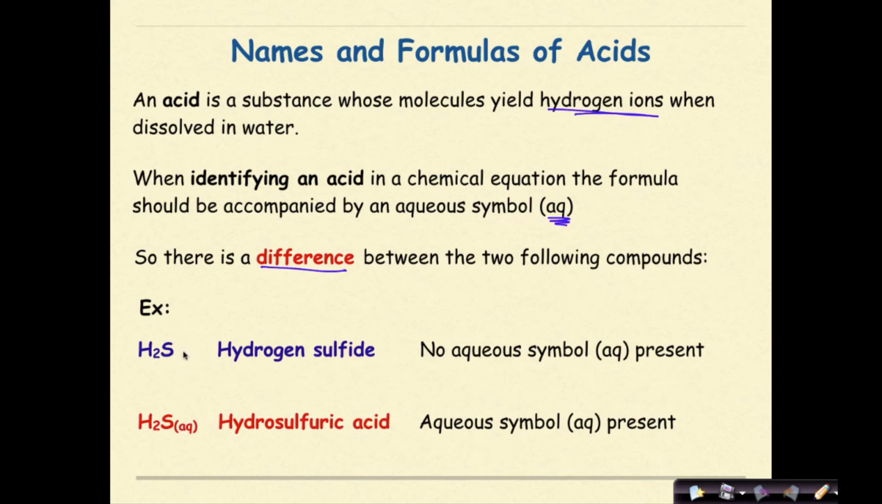H2S without the (aq) is just hydrogen sulfide because there's no aqueous symbol present. But if I put that little (aq) subscripted right here, now I have hydrosulfuric acid because that aqueous symbol is present. So you really need to look at whether your compound has the (aq) or not. And I really should have a subscripted something right here, but I'm just going for the difference of with or without the (aq) for right now.